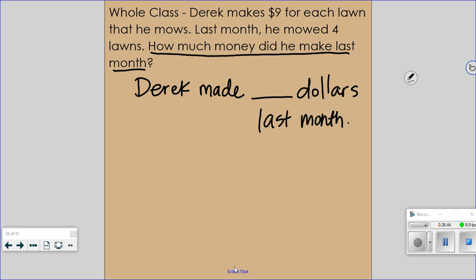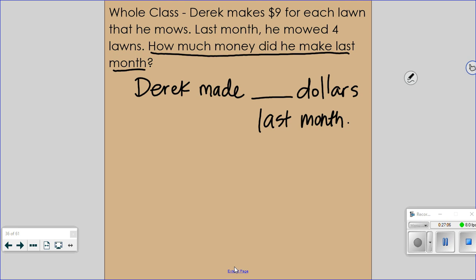What's a model I could do? Lucy? Could do circles and dots. Any other models that I know how to do? Eliana? Array. Could do an array. That's a model. Ethan? Bar model. I'm a big fan of bar models, so that's what we're going to do.